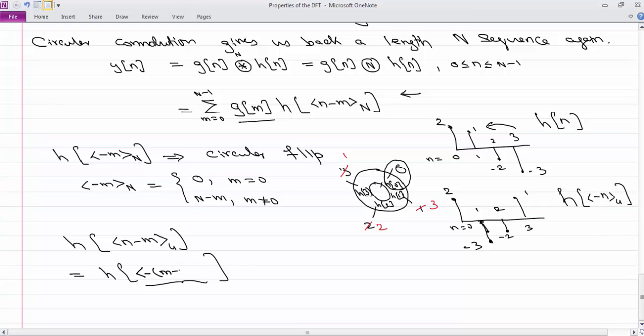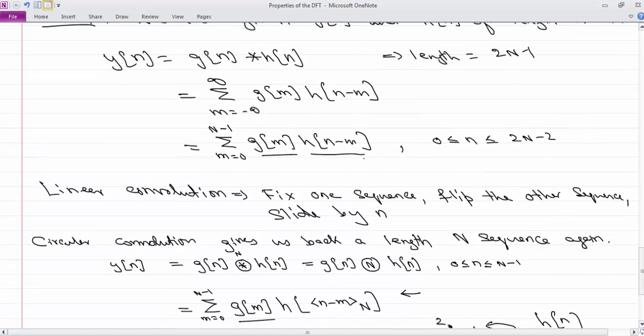minus m minus n mod 4. So what this is saying is you circularly first flip your signal, and then you are shifting your resulting signal by a factor of n. Okay, so very similar to the linear shift version, except that now instead of this n minus m, you have n minus m mod 4.